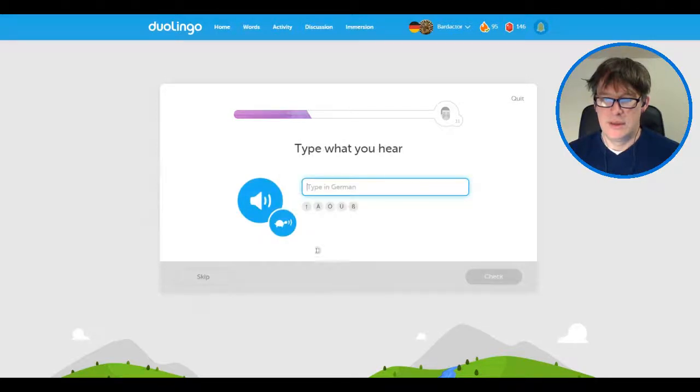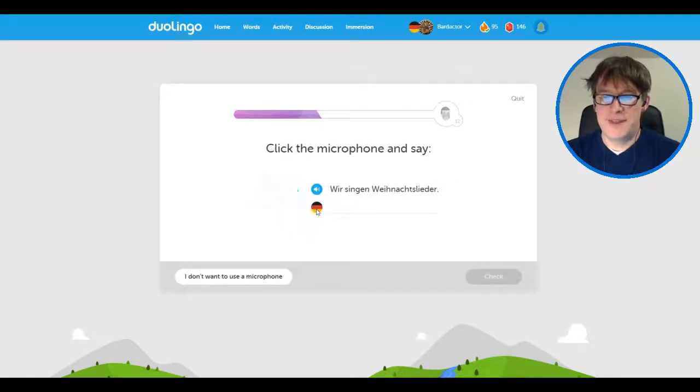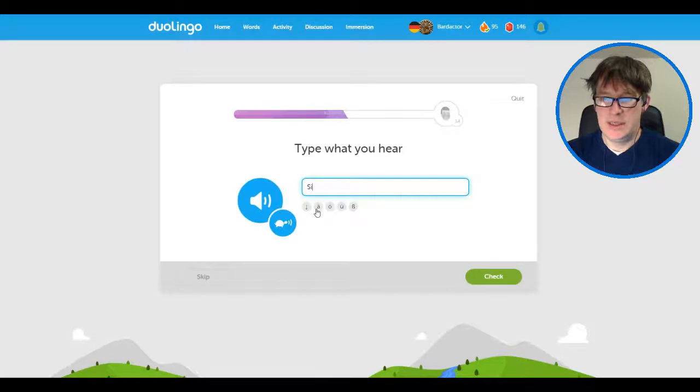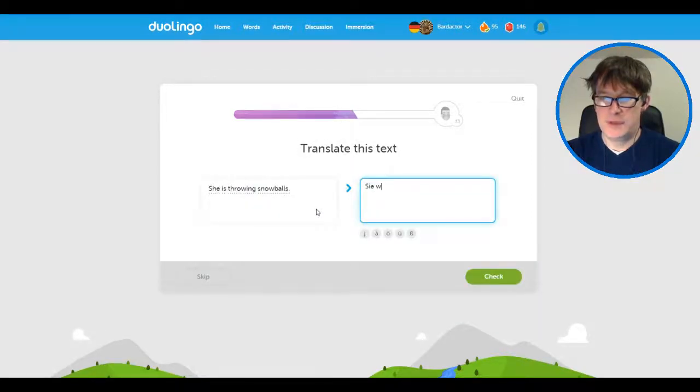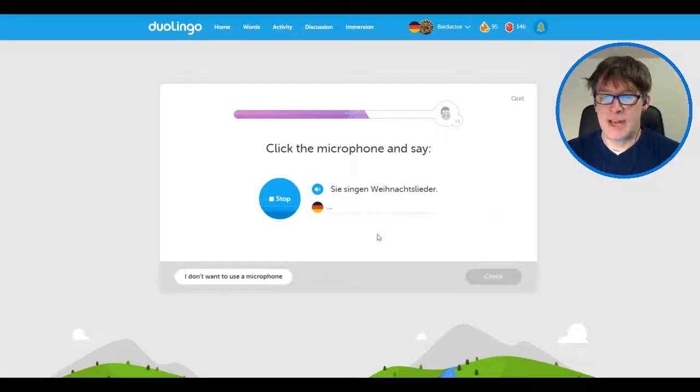I said Sie. Sie wirft Schneebälle. Okay. Wir singen Weihnachtslieder. Sie wirft Schneebälle. Sie singen Weihnachtslieder. They are singing Christmas songs. She is throwing snowballs. Sie wirft Schneebälle. Sie singen Weihnachtslieder.